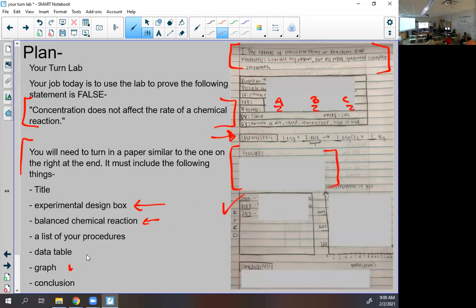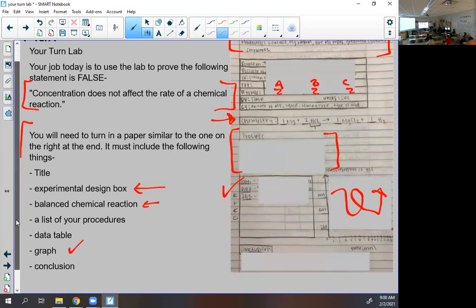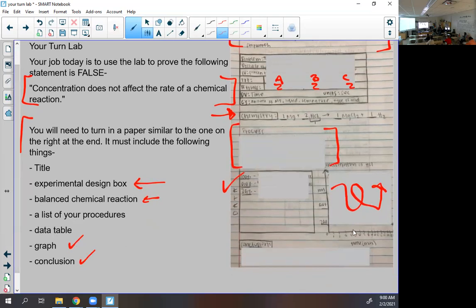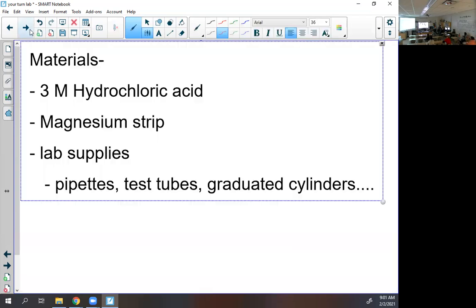All right, then you have to graph it. So it looks like something like that. It doesn't really. And then your conclusion. Based on our results, we can tell that the concentration did affect it by doing whatever you found. Okay, I will have this up throughout the lab. I'll put it on this other screen though.